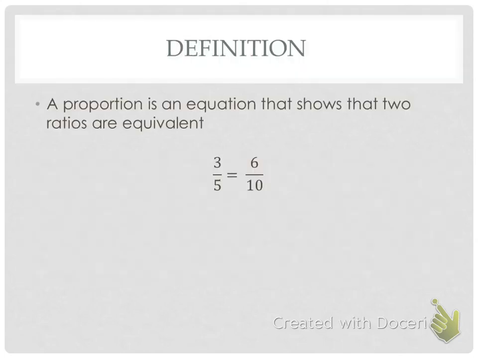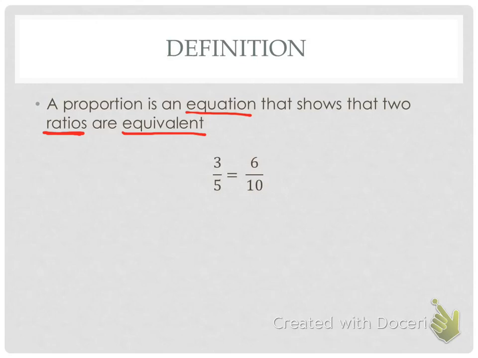The first thing you need to know is the actual definition of a proportion. It is an equation, so that's a key word. It's an equation that shows that two what? Two ratios are equivalent. All right, so a couple key words in there that you need to remember. It's an equation that shows that two ratios are equivalent. And then you have the proportion example below: 3/5 equals 6/10. Well, as it is right now, it is a little difficult to see if they're equivalent.